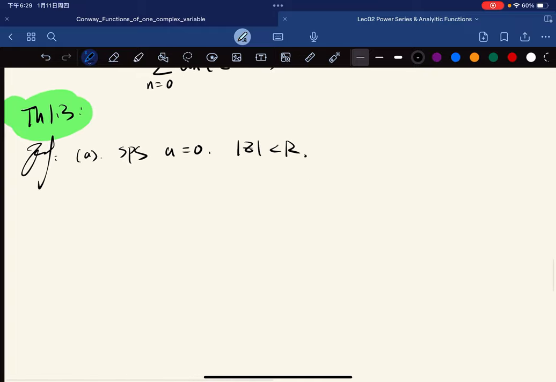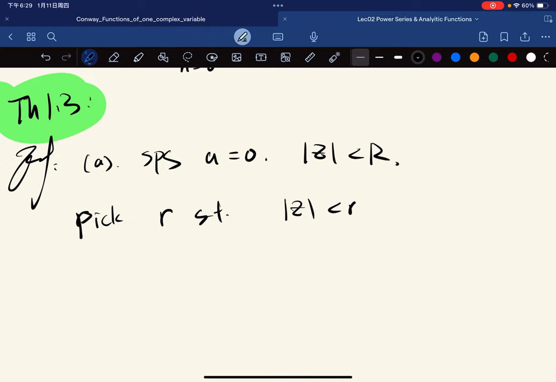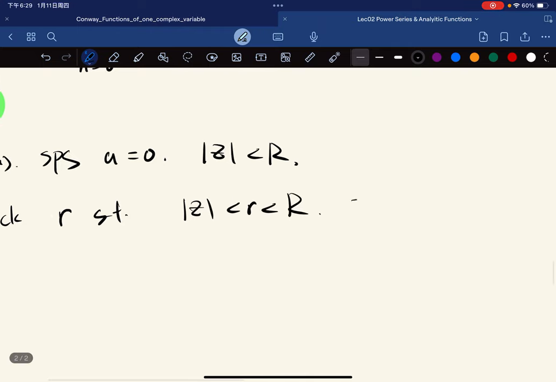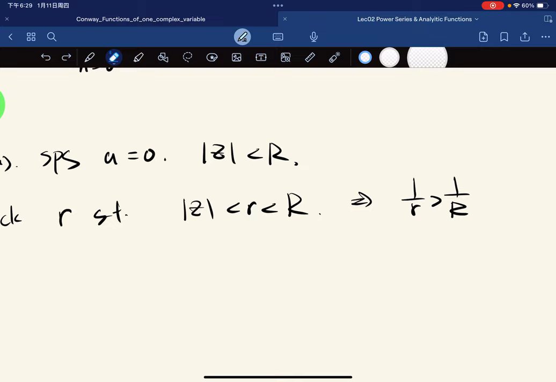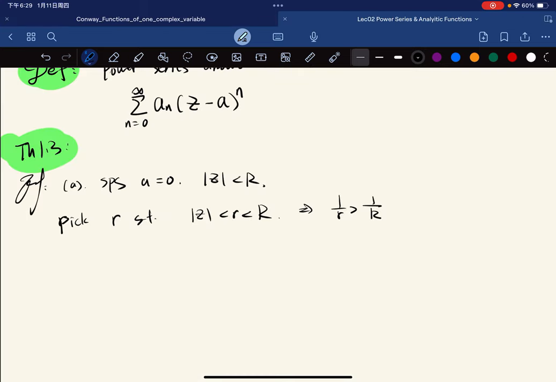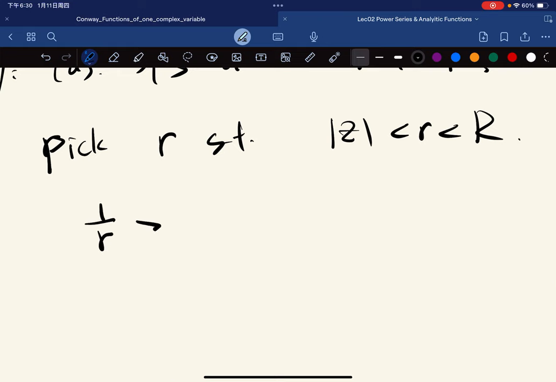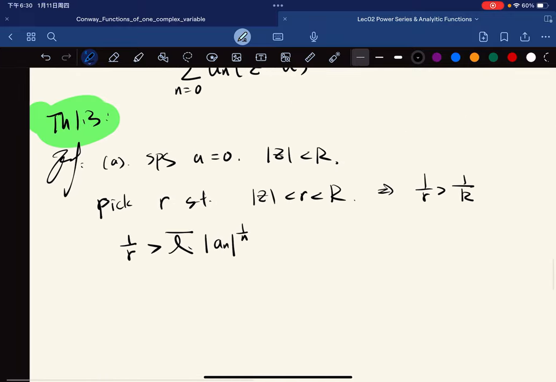Here we're going to play around with the inequalities. It's kind of tricky. We pick r such that |z| is between r and the big R. This means that 1 over r is greater than 1 over R. And 1 over R is our definition right here. Then 1 over r is greater than the upper limit of |a_n| to the 1 over n.